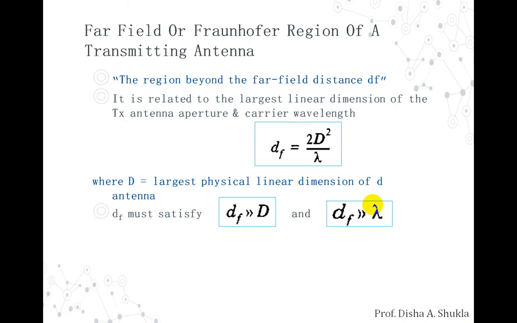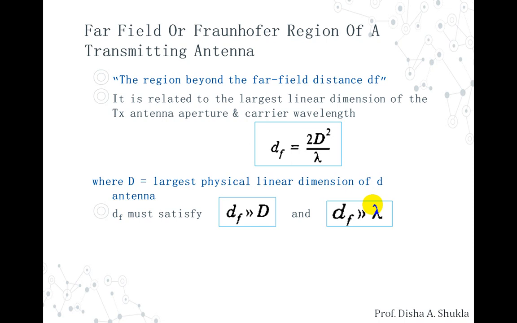So, the far field or the Fraunhofer region of a transmitting antenna. Whenever an antenna is transmitting its signals, the region between the transmitter and the receiver can be divided into different types, and one of them is the near field and the other is the far field. The far field is also known as the Fraunhofer region of the transmitting antenna. So what is this Fraunhofer region? It is the region beyond the far field distance DF. This is the region that is considered beyond the far field.